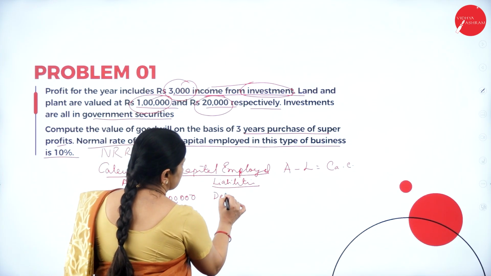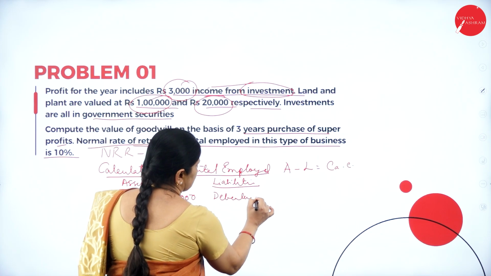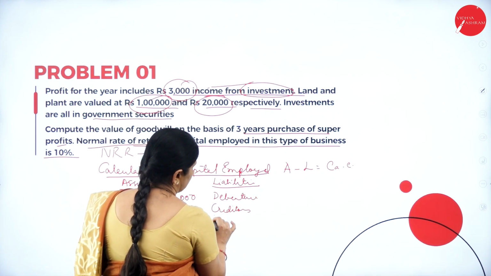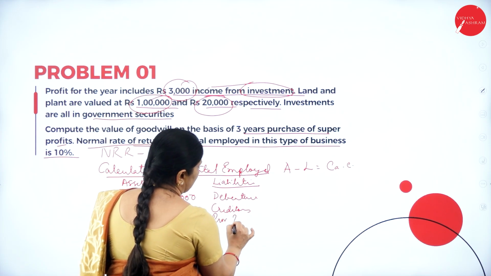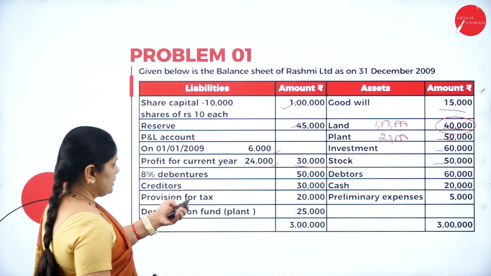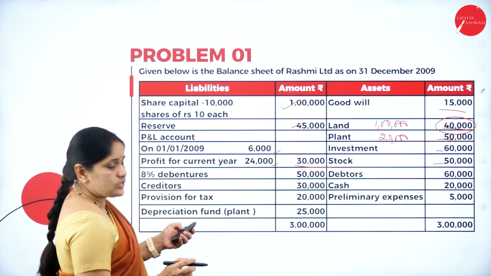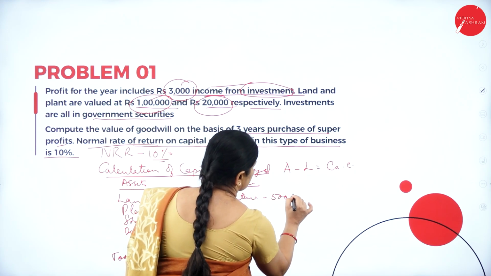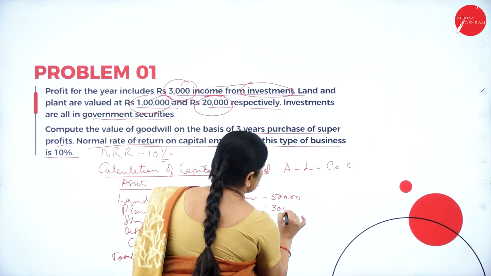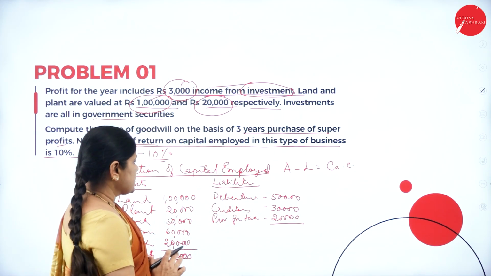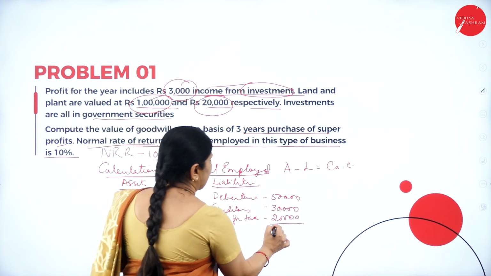So, debentures, creditors and provision for tax. So, what is the debenture value? 50,000, 30,000, 20,000. So, 50,000, 30,000, 20,000. So, what is the total of the liability side? It will be 1 lakh.